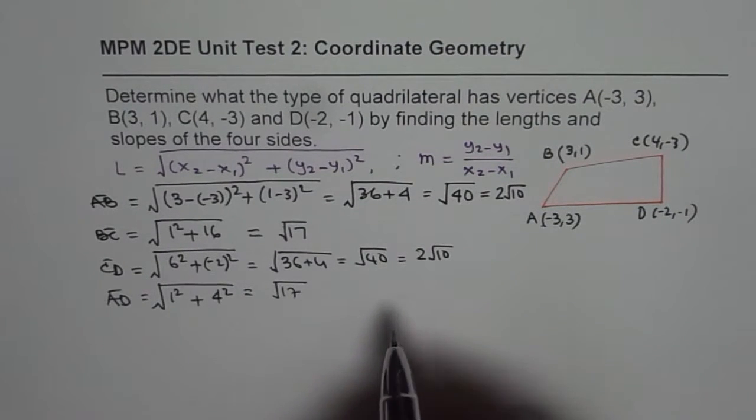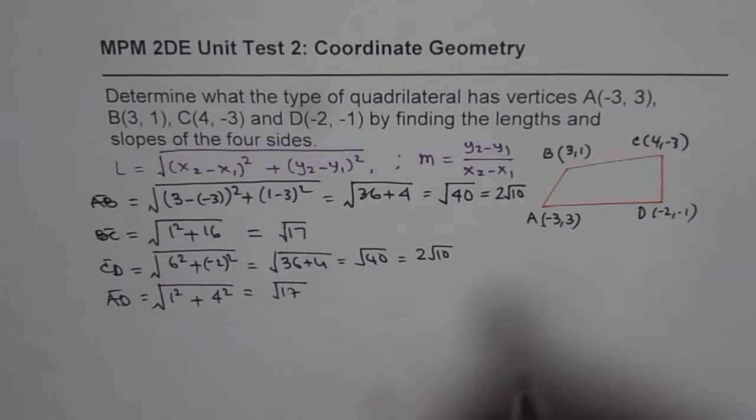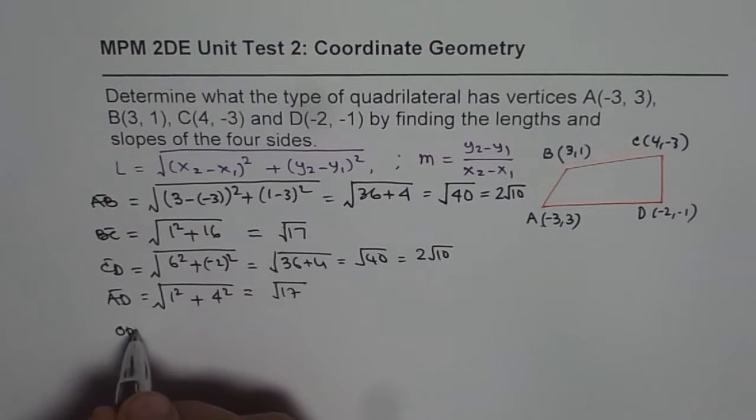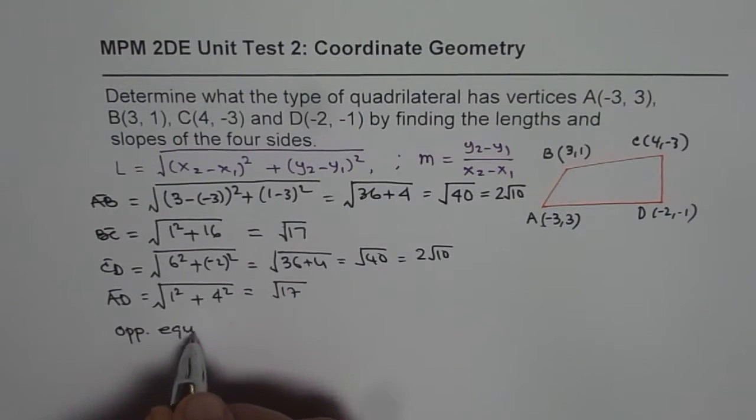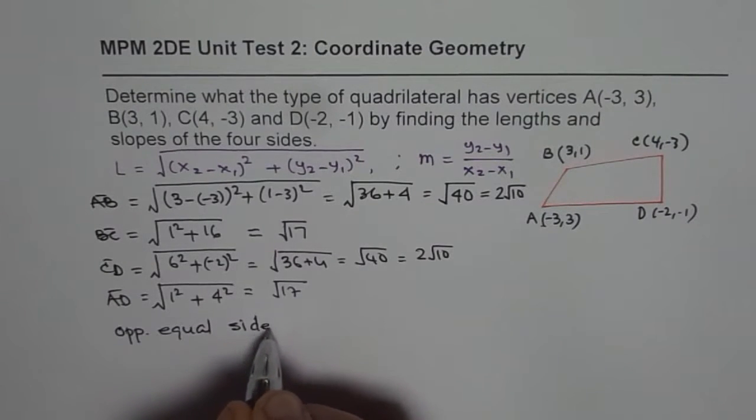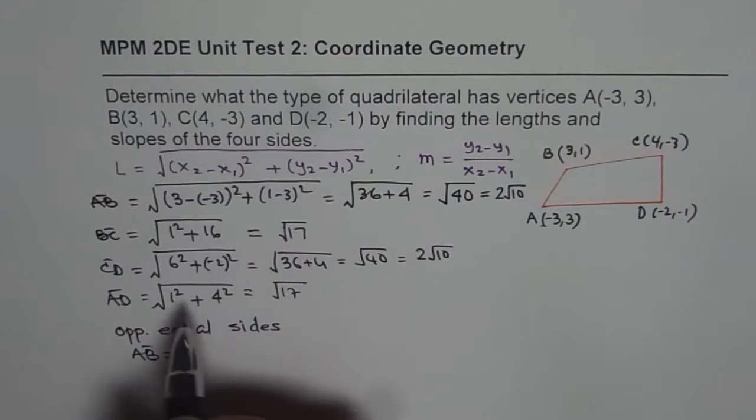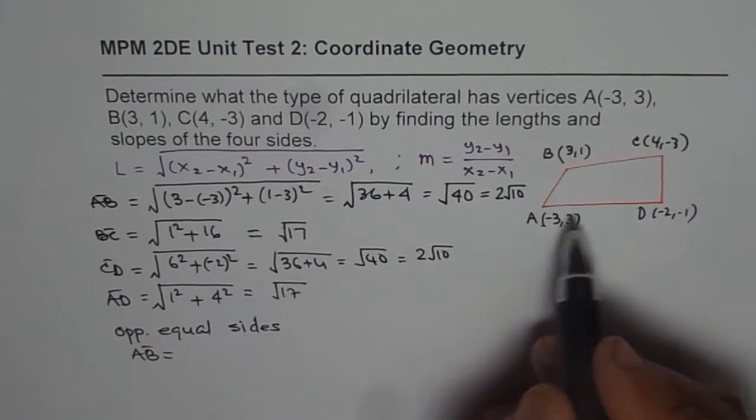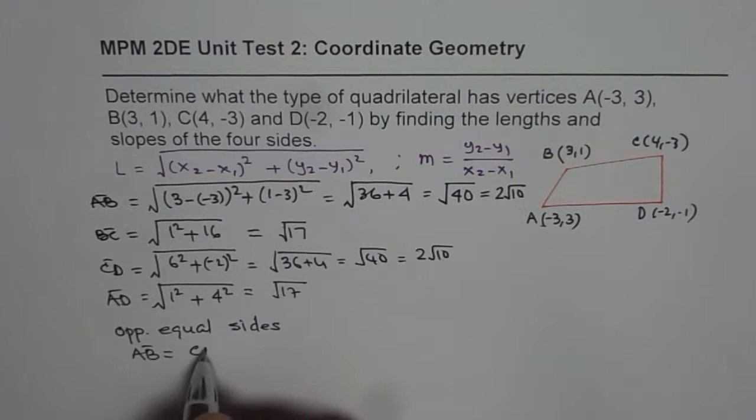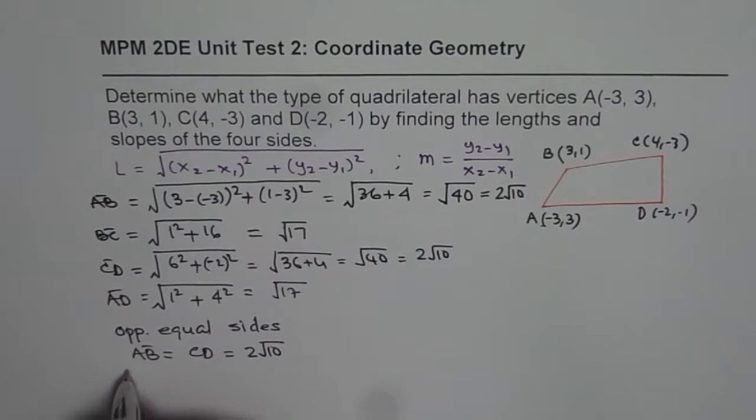So what we found from all these calculations is that opposite sides are equal, right? Opposite equal sides. That is what we found, since we have AB is equal to CD, which is equal to 2 square root 10, and BC equals AD, which is square root of 17. So we found opposite sides are equal. So that is one part to it.